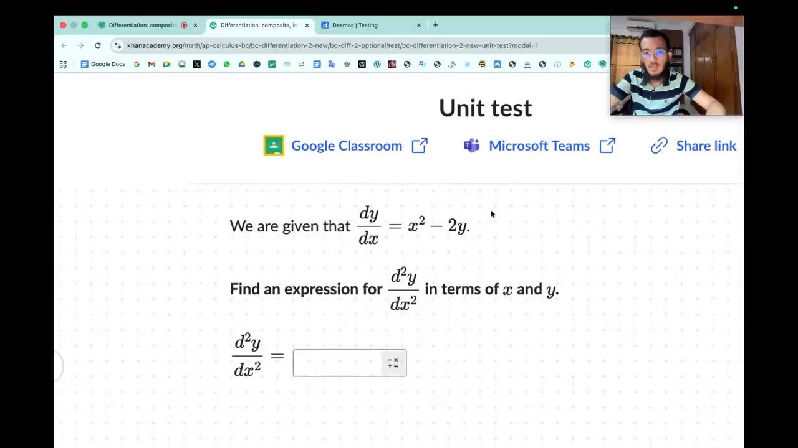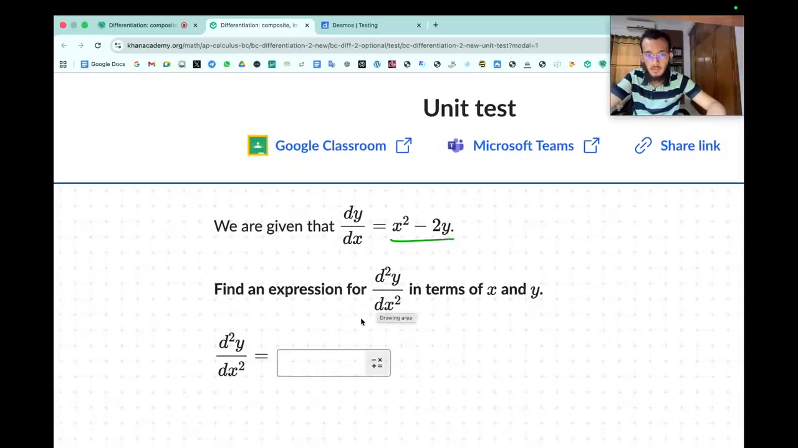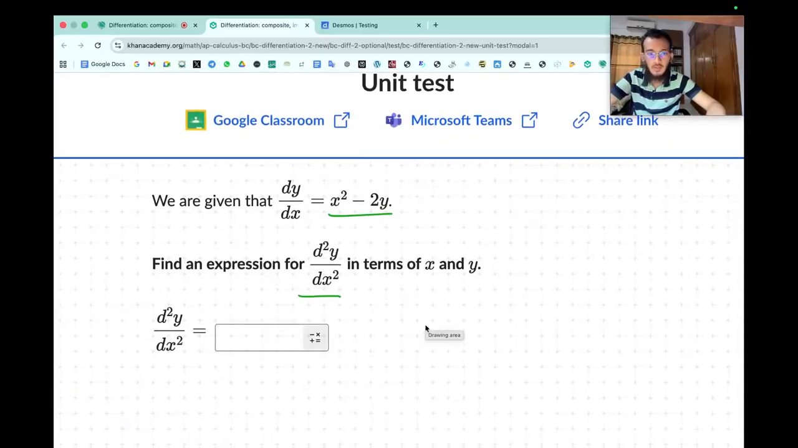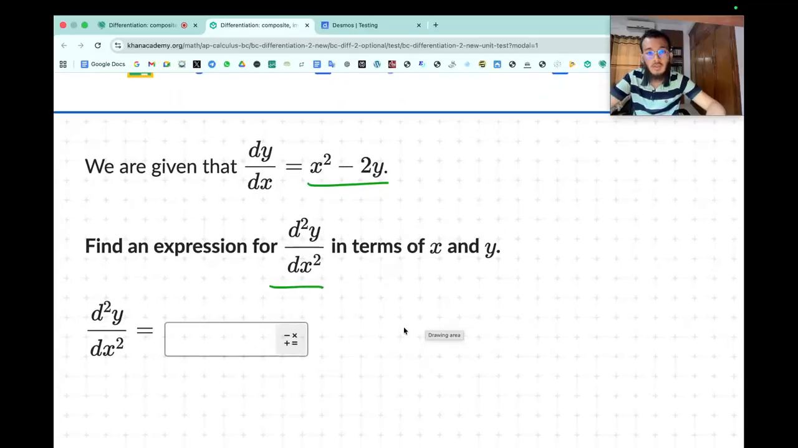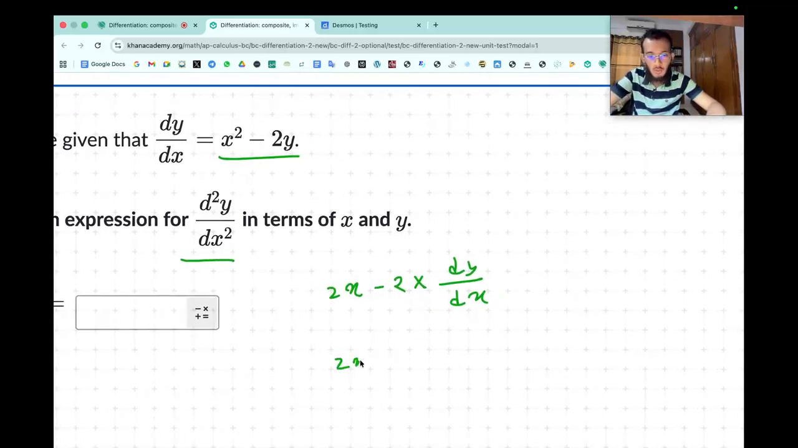We are given that dy by dx is this thing. Find an expression for d squared y upon dx squared in terms of x and y. So we have to do implicit differentiation, and this becomes 2x negative 2y, which is just 2 multiplied by the differentiation of y, dy by dx. And we have to plug in 2x minus 2 into dy by dx, which is x squared negative 2y.